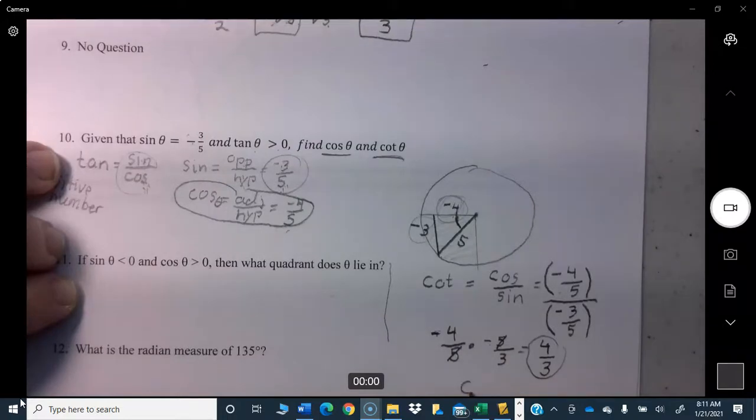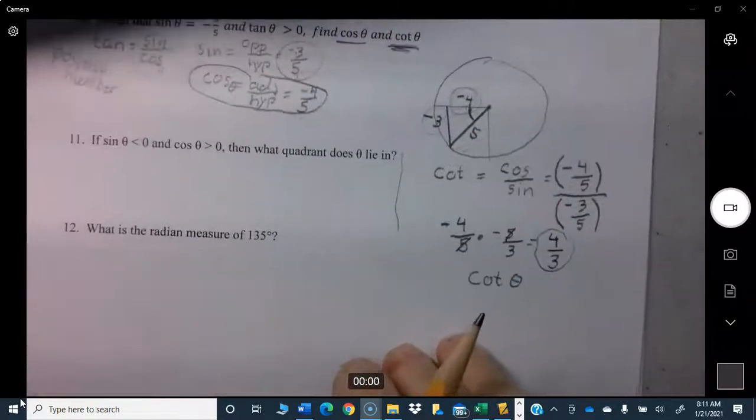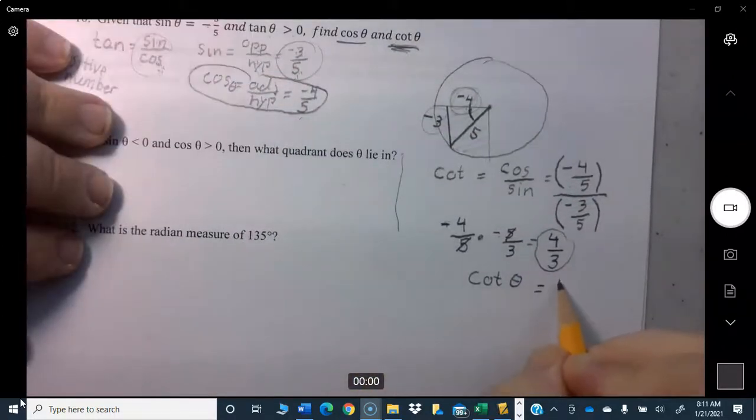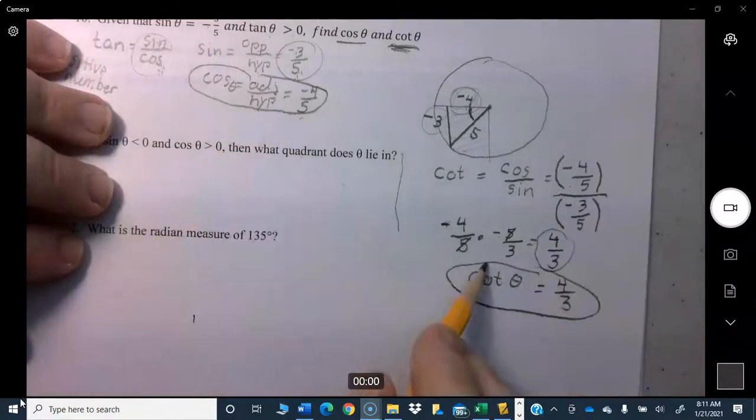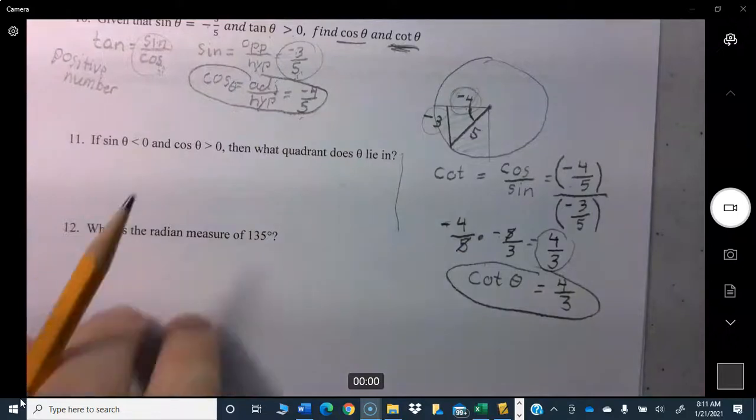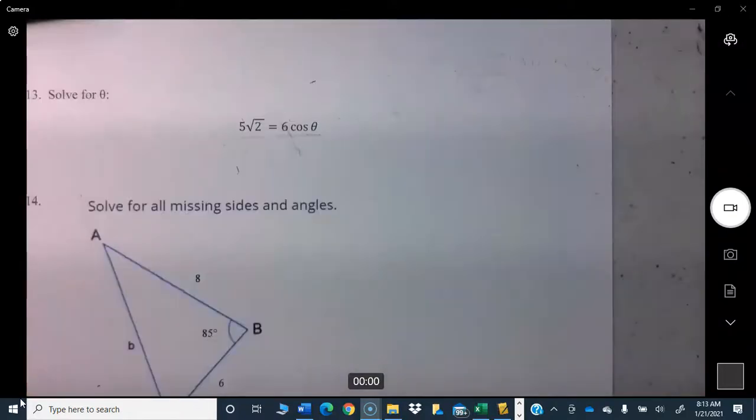Let me just write it out. So cotangent of theta, which is what they're asking for here, equals 4 over 3. And there's the answer. So those are your two answers right there. Okay? All right.